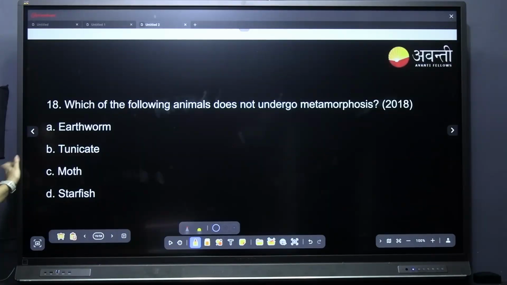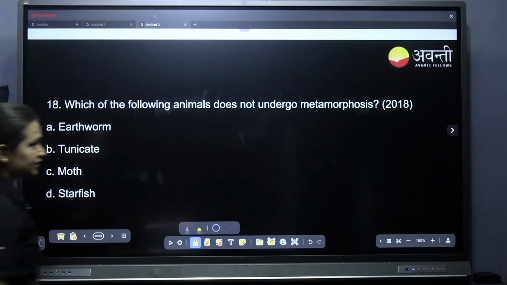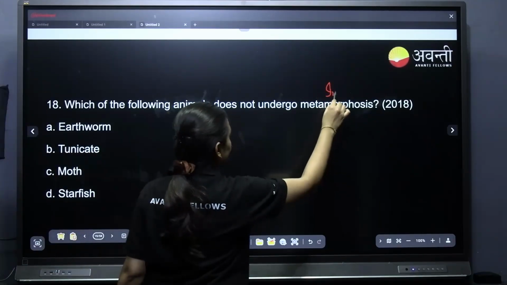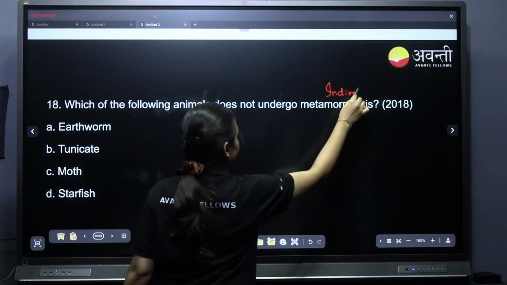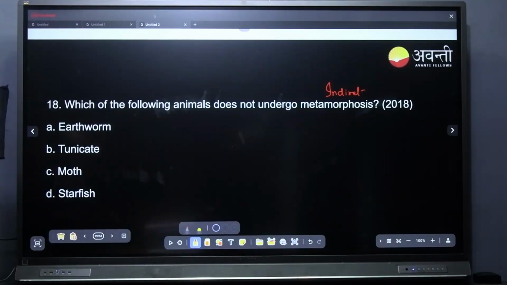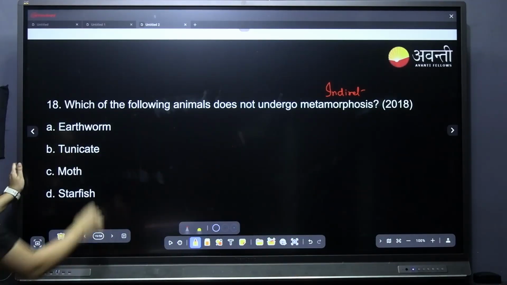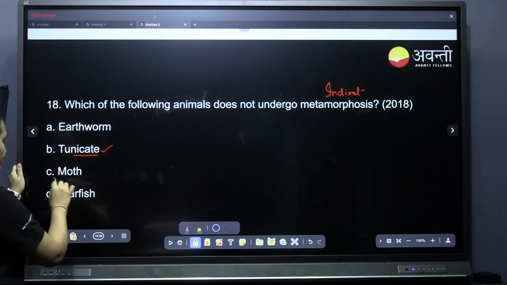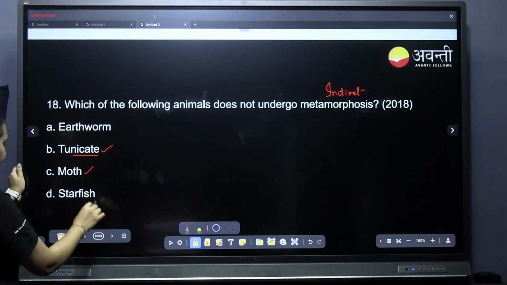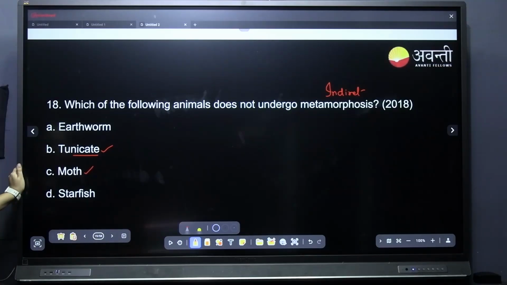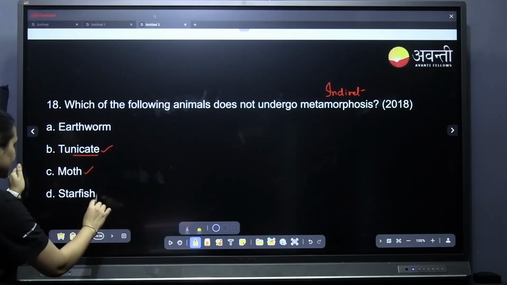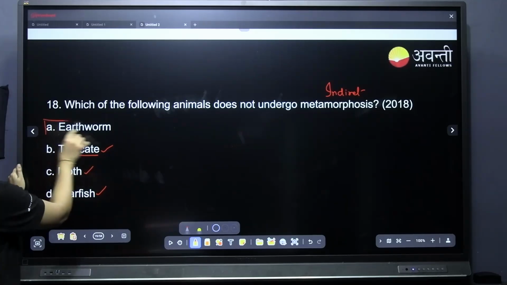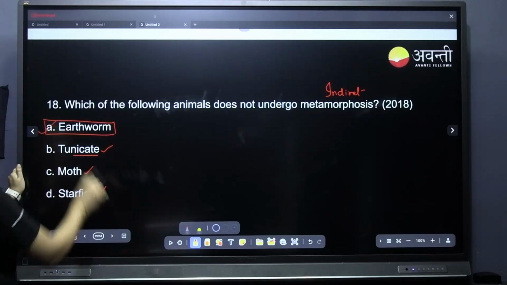Which of the following animals does not undergo metamorphosis? Metamorphosis is indirect development. What is metamorphosis? It is indirect development. Tunicata, as I said, urochordates, they have indirect development. Yes, it has indirect development. Moth is indirect development. Starfish, it also has indirect development. Only annelids have direct development. So, it becomes A as a correct answer.